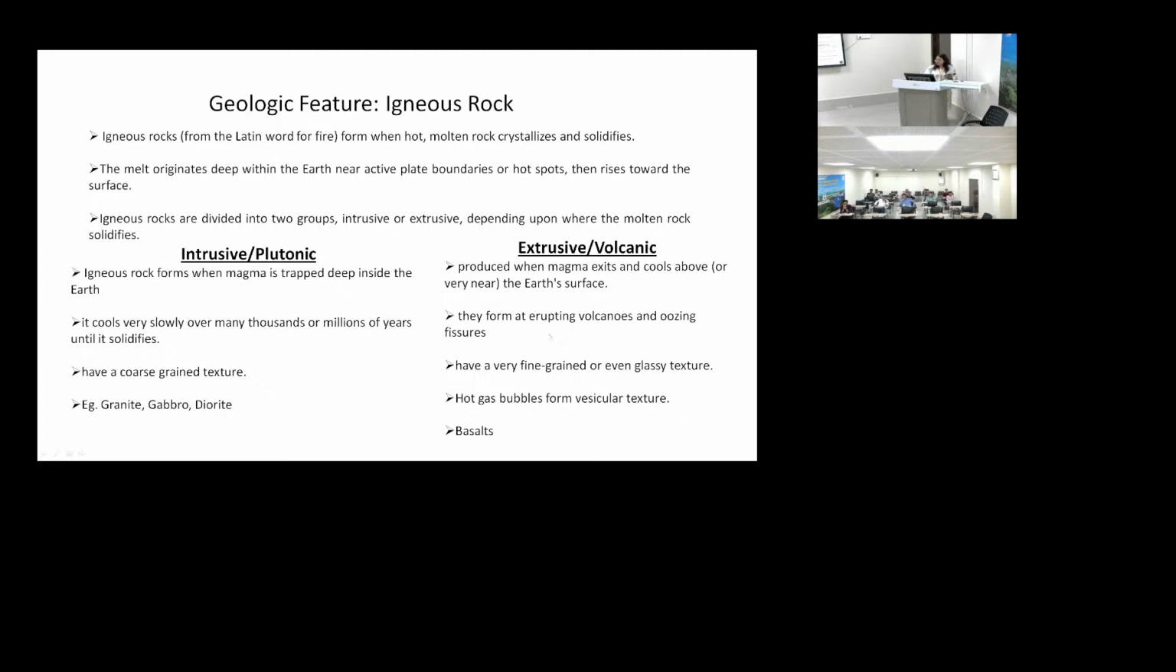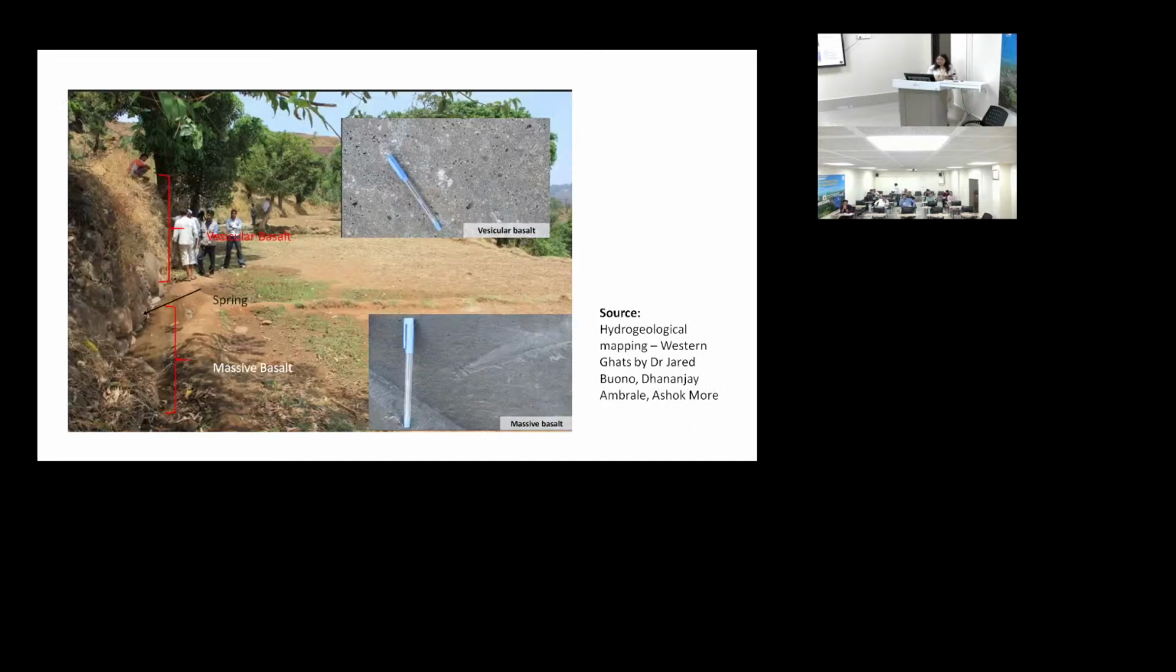When this volcanic eruption occurs, you will also see gas particles evaporating, like hot gas bubbles from the lava surface, and it will give you a vesicular texture, like small pores. And when these vesicles or small pores are interconnected with each other, it will form a secondary porosity. So this is an example of a spring occurring in a volcanic area.